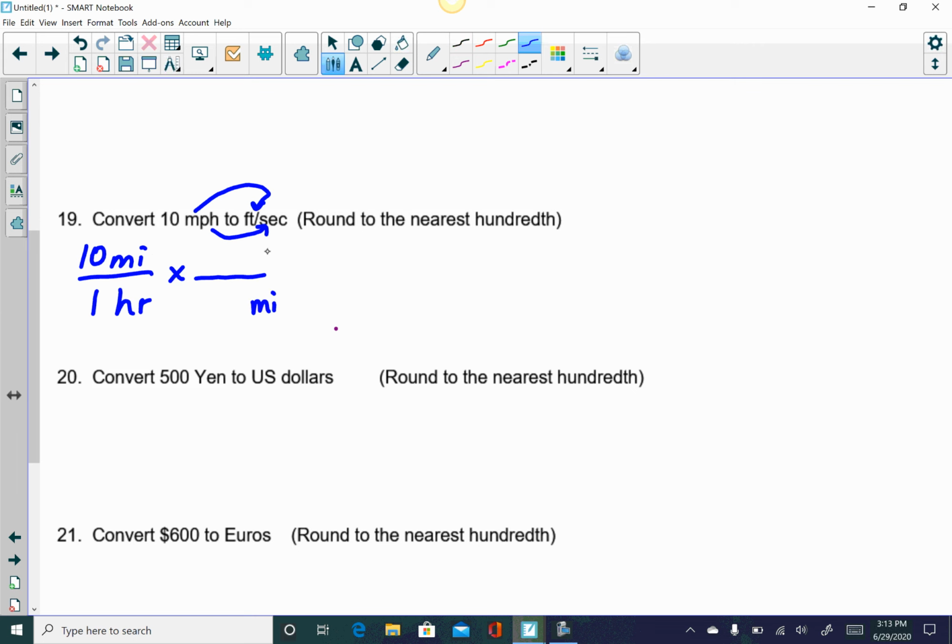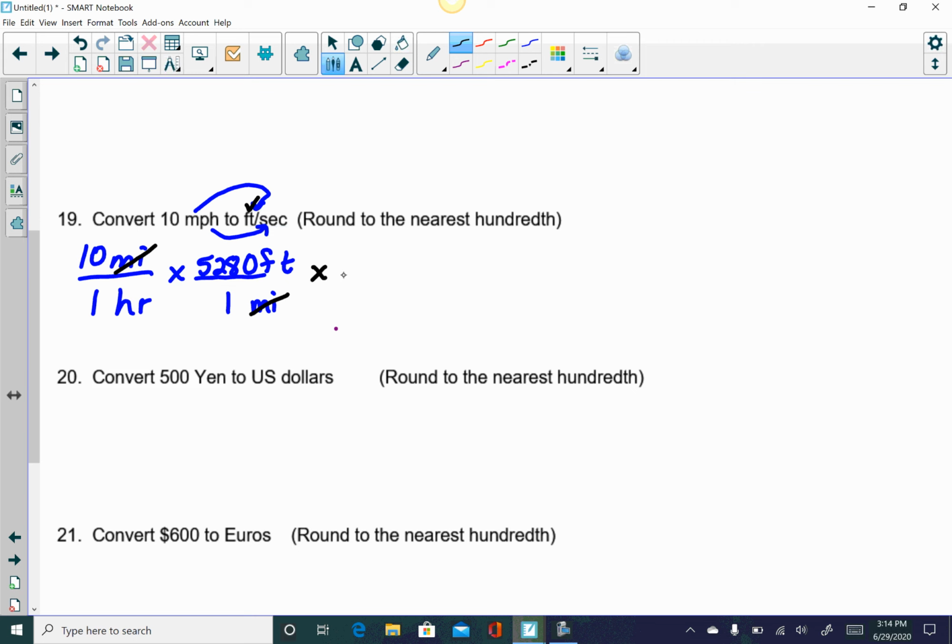And ask yourself, looking at your formula sheet, can you go directly from miles to feet? And you can. There are 5,280 feet in 1 mile. So you have your 5,280 up here, 5,280 feet in 1 mile. Now at that point, the miles cancel out. You're not going to stop. You've got part of what you need. You've got your feet up top, but you've got feet per hour. So I can't stop here.